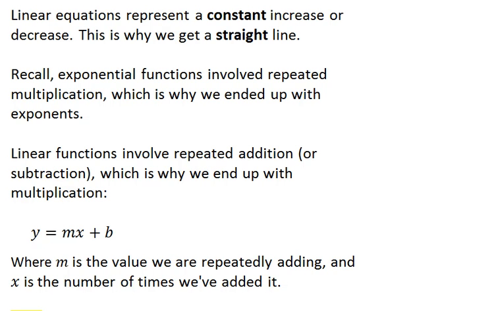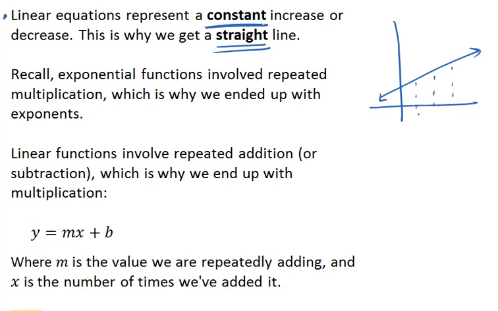We'll now look at linear versus exponential functions. So in general, linear functions represent a constant increase or decrease. And this is why we get a straight line, because for every equal change in x, so say x is increasing by 2's, we will see the same increase in y. Perhaps y is increasing by 1.